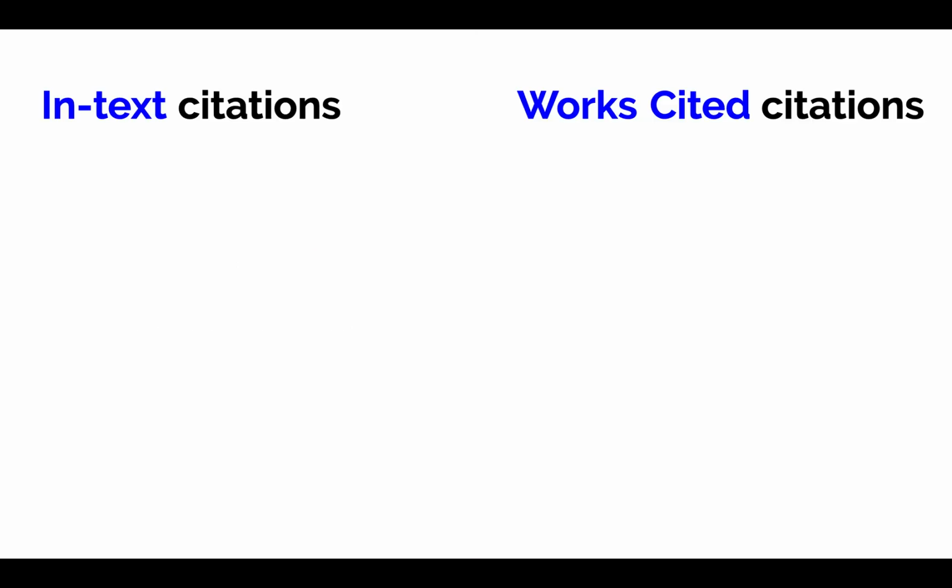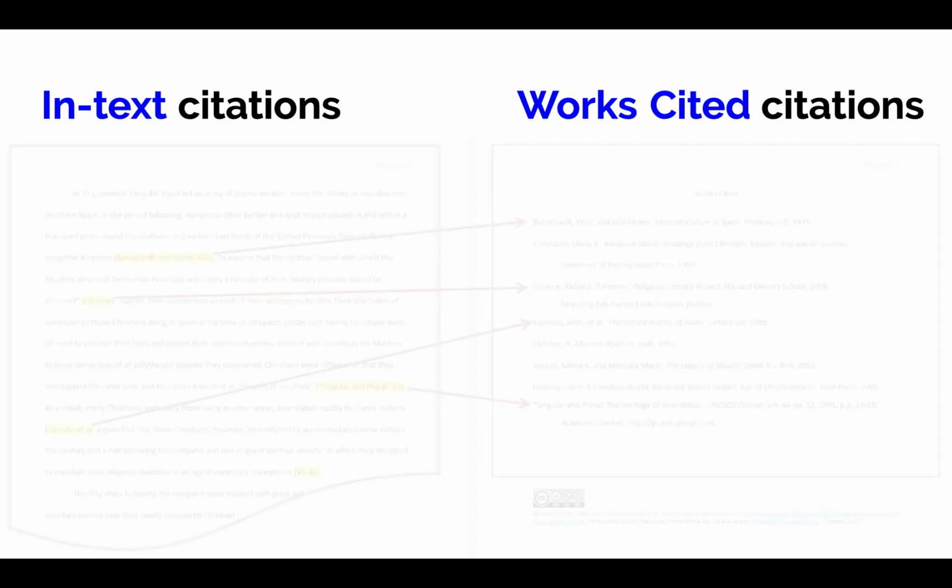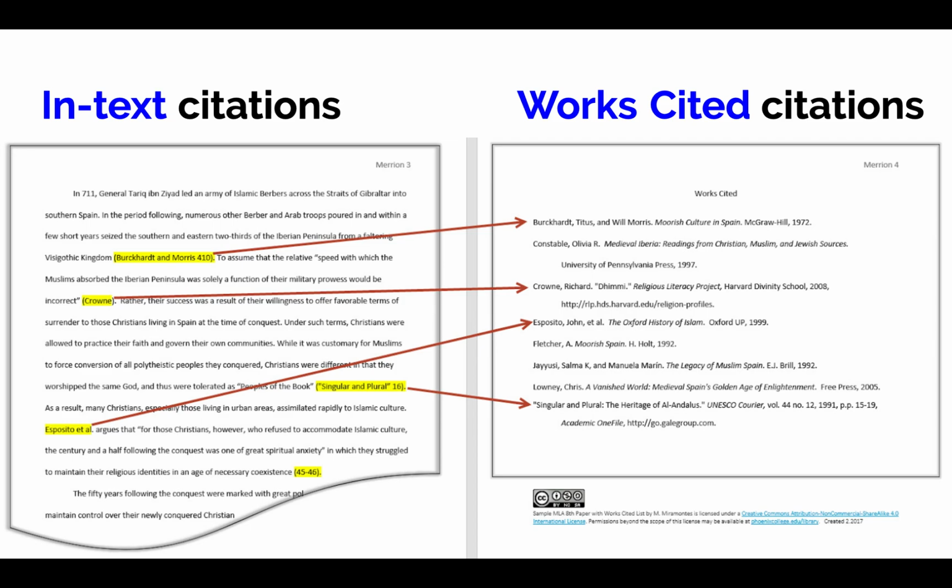When you're citing your sources in MLA style, you'll need to use two types of citations. You'll have your in-text citations, which are in the body of your paper, and those will refer your readers to your full citations at the end of your paper in a works cited page. Here's a visual of what that might look like in practice.